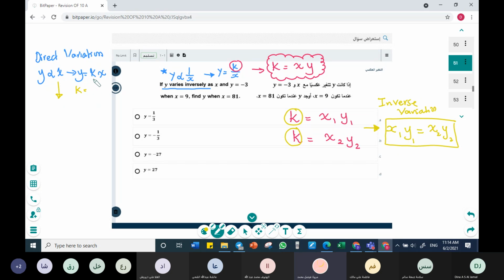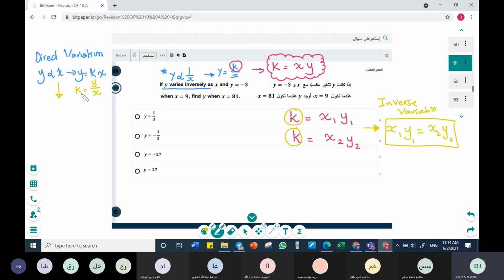Pay attention, the direct variation: y over kx is equal to what? Y over x. Excellent. I'm trying to make a comparison for you so you can know the difference between the inverse variation and the direct variation.